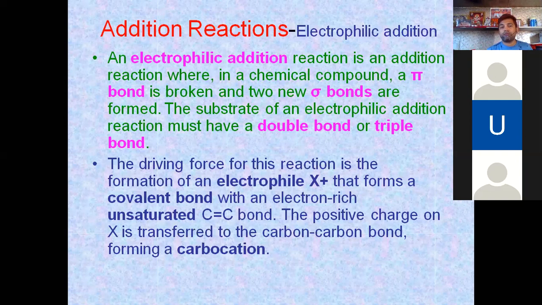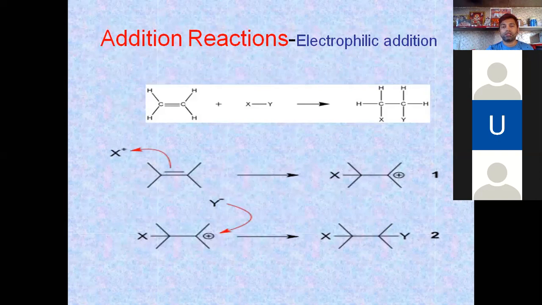We are discussing addition reactions, electrophilic addition reactions. Now, see this. This is a carbon-carbon double bond, and this is the mechanism. This is one of the substrates. This reagent will generate an electrophile. This is our substrate.